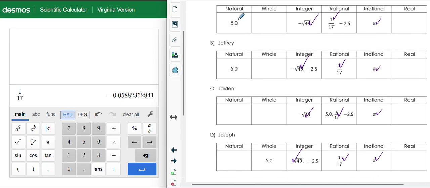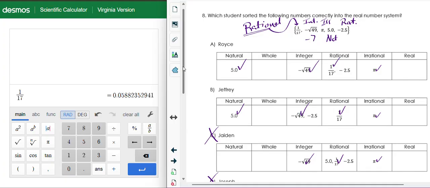5.0 is natural, so we're good with Royce and Jeffrey. Sorry, Jaden, Joseph. They did not get that right. Last one. Is that an integer or it's rational? It's a decimal that stops, so Royce got it right. It's got to be rational.